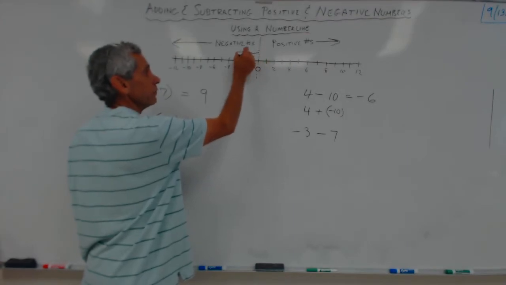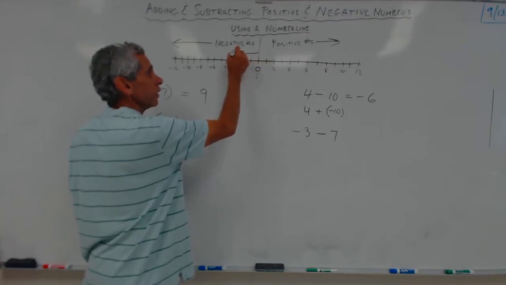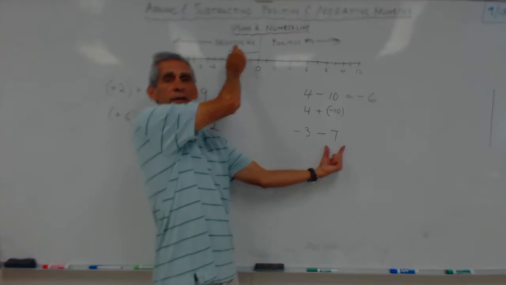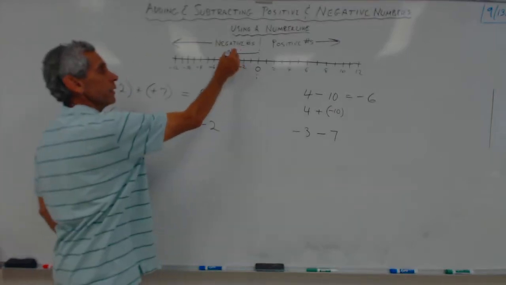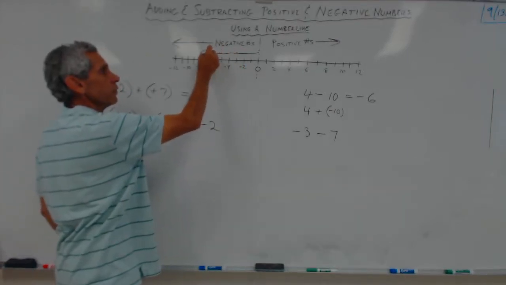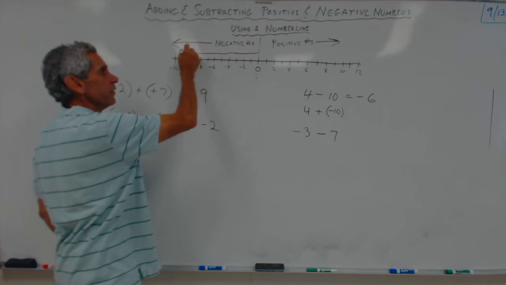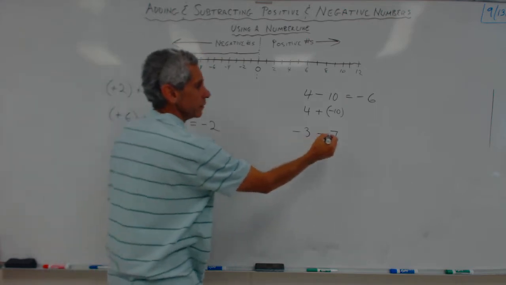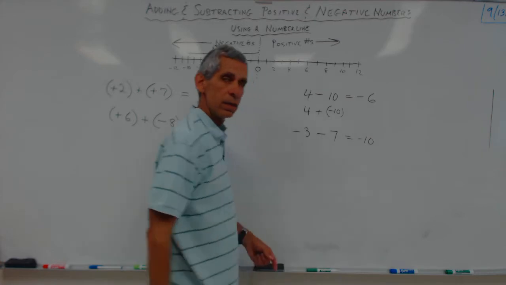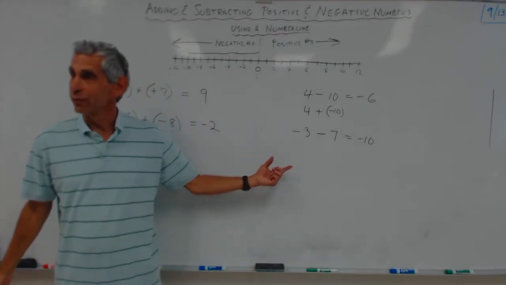Negative 1, negative 2, negative 3. All right, I'm right here. And then it says negative 7. I've got to go negative 7 more. Negative 1, negative 2, negative 3, negative 4, negative 5, negative 6, negative 7. And that is negative 10. I did that for you really fast, didn't I?